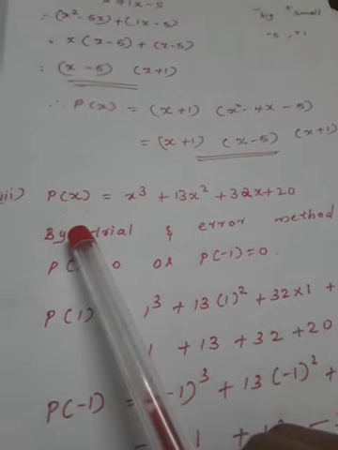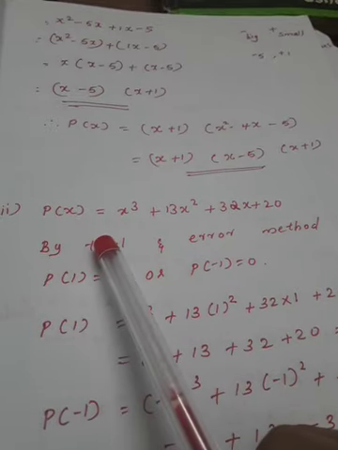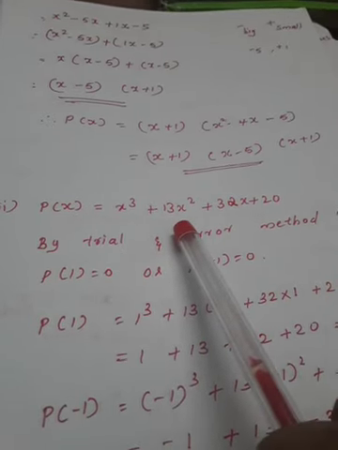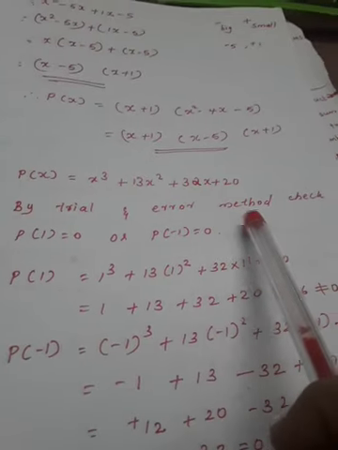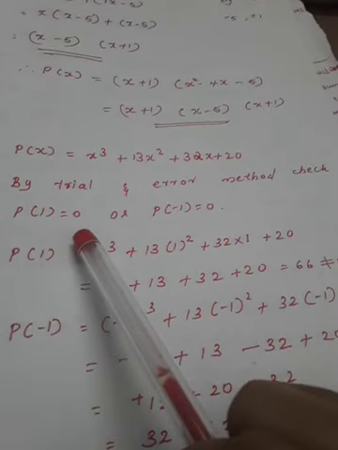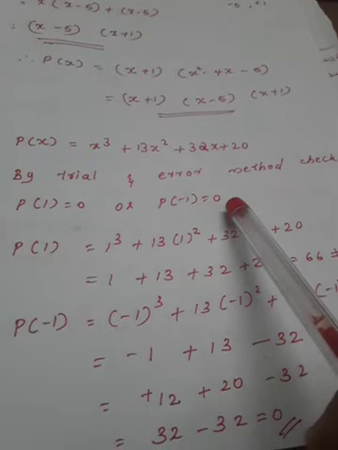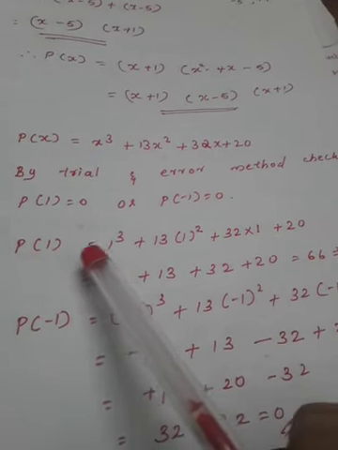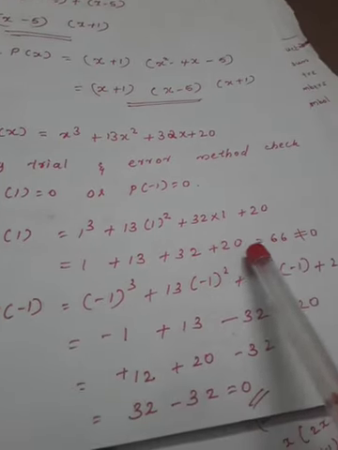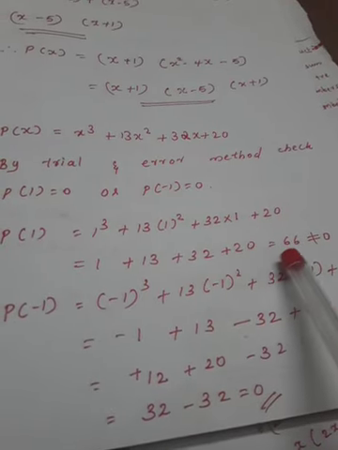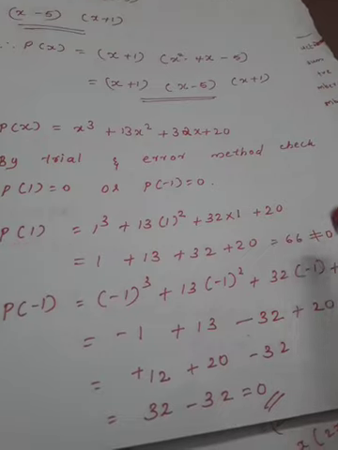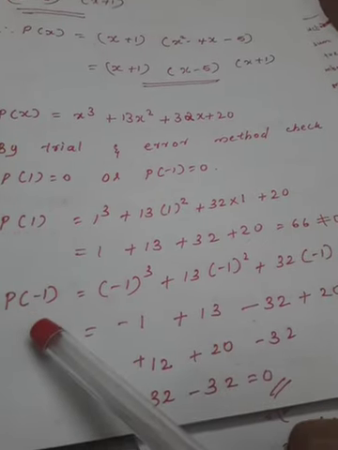Next one, third one, p of x equal x cube plus 13x square plus 32x plus 20. By trial and error method, check p of 1 is equal 0 or p of negative 1 is equal 0. So here p of 1 we got as 66. Do the calculation and get 66, but it is not 0. So we need to find p of negative 1.